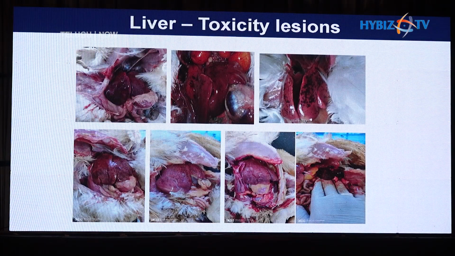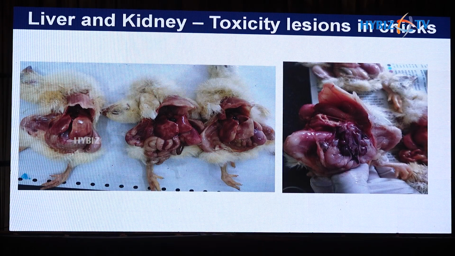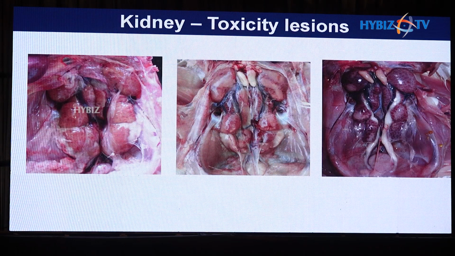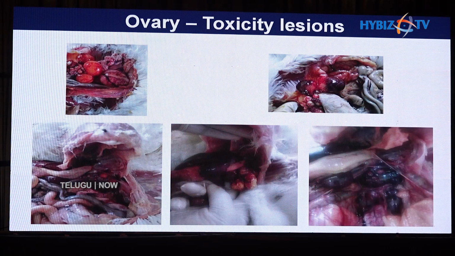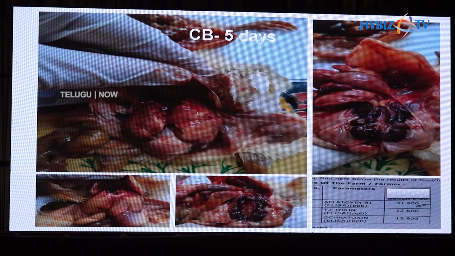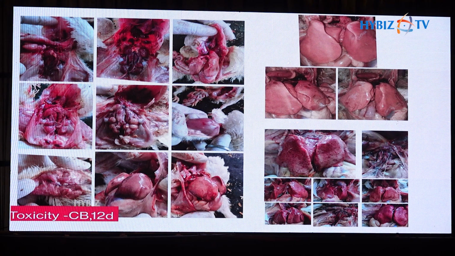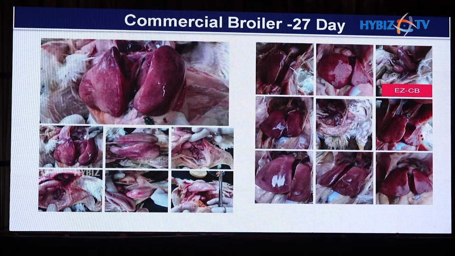These are the lesions, particularly in aflatoxin. Liver and kidney lesions, again kidney lesions. Here the gizzard lesions, particularly you can see in the koilin layer, and hemorrhages. These are ovarian lesions, a lot of hemorrhages. This is commercial broilers at 5 days. This is commercial broilers at 12 days. These are again at 27 days.